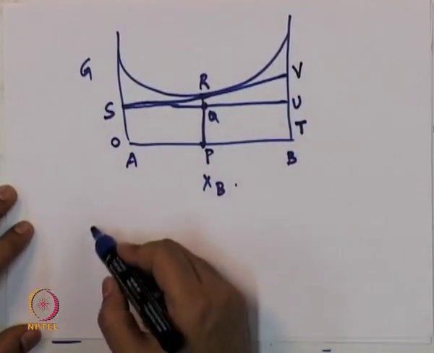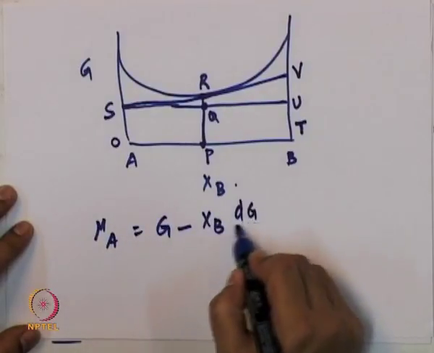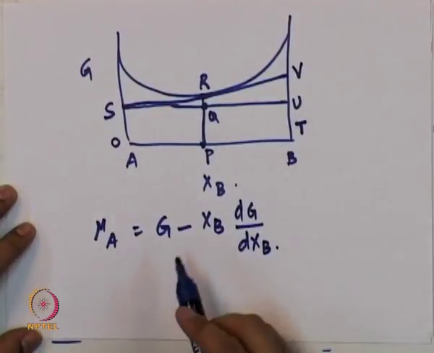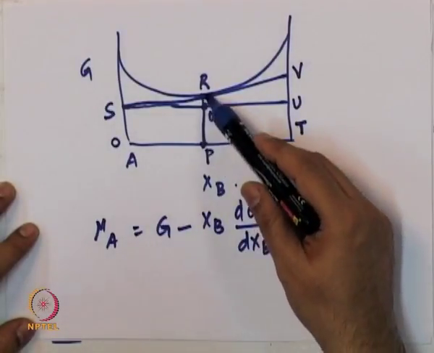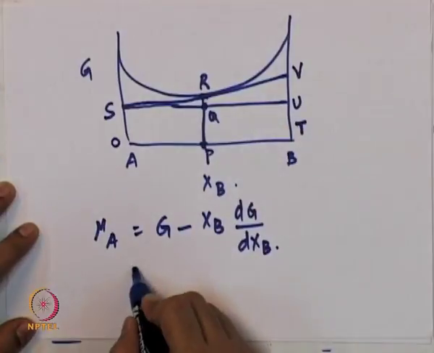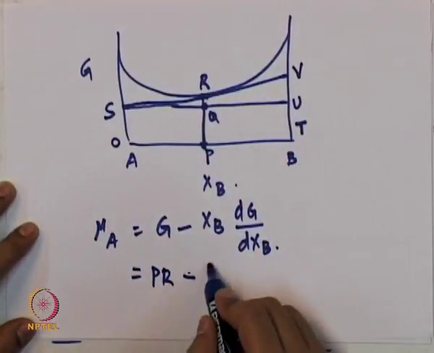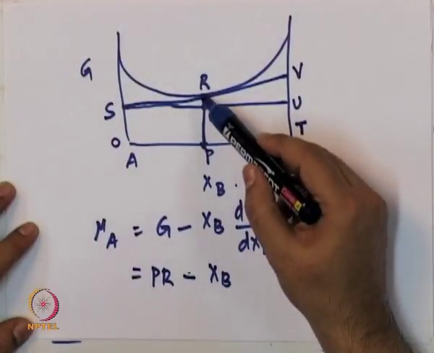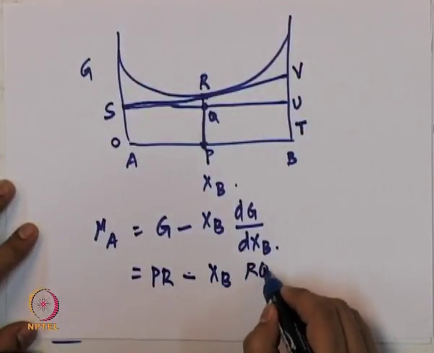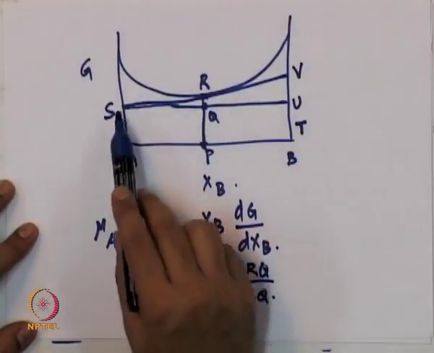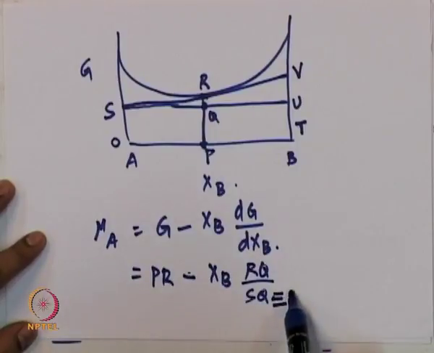Now we have defined mu A as nothing but G minus x b dG by dx b, right. So now what is this quantity? Let us look at G. P R is nothing but G, that is the free energy curve. So P R is G, and x b dG by dx b is basically the slope times x b. That is nothing but R Q by S Q, but S Q is nothing but O P, which is x b itself. So this is equal to x b.